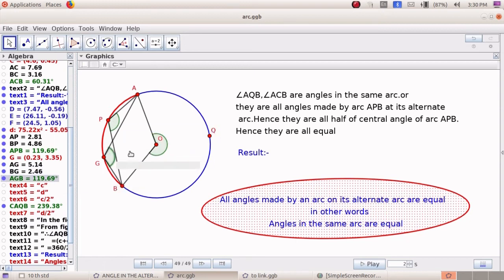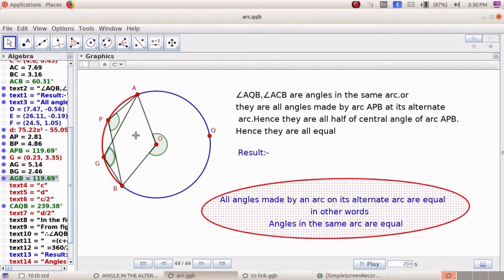That means these two angles are half of this one, so these two are equal. Angles in the same arc, they are angles in the arc APB. Angles in the same arc are equal. When we view that from the side of AQB, they are all angles made by the arc AQB at its alternate arcs, and they are equal. Hence we will get the same result.